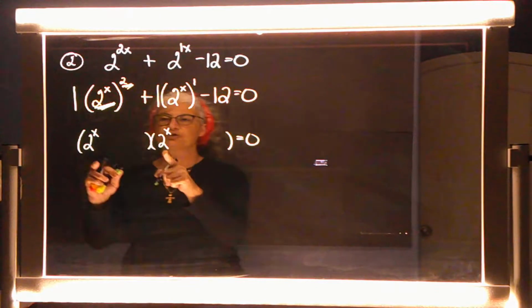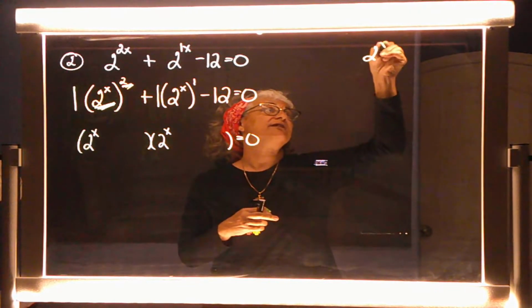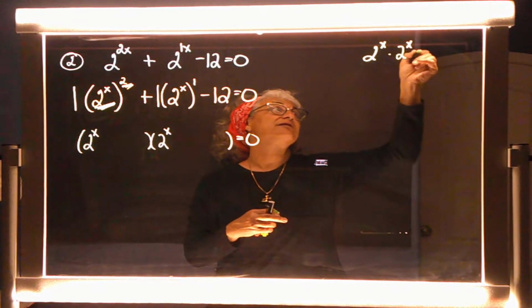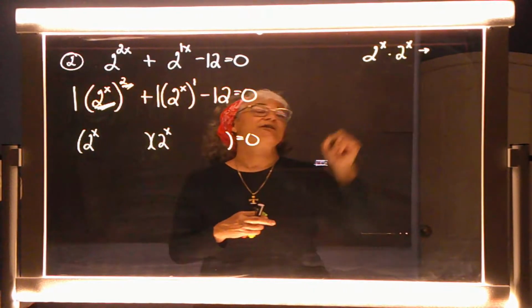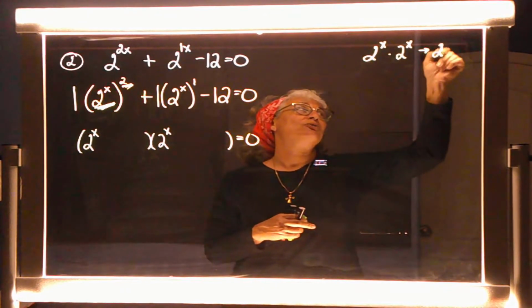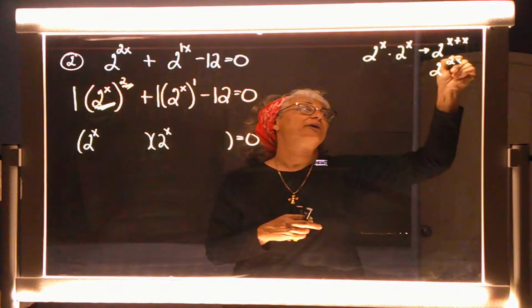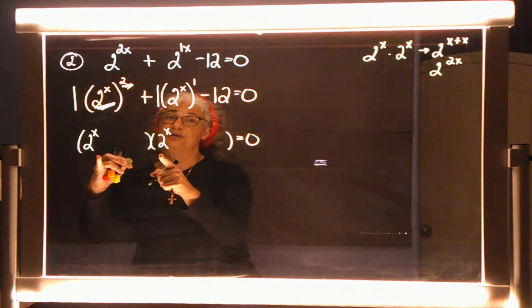And if you're like, wait, when you multiply these together, what happens? Well, 2 to the x times 2 to the x, what would you do with those exponents? Since the bases are the same, you would add the exponents, which is why you would still get 2 to the power of 2x. So this works right here.